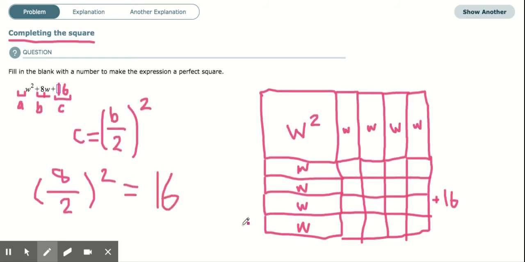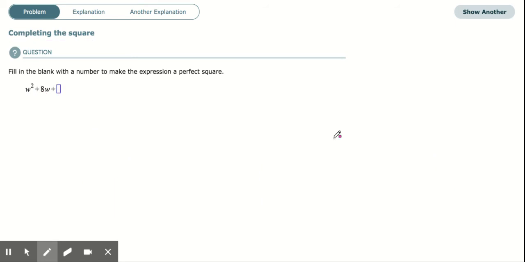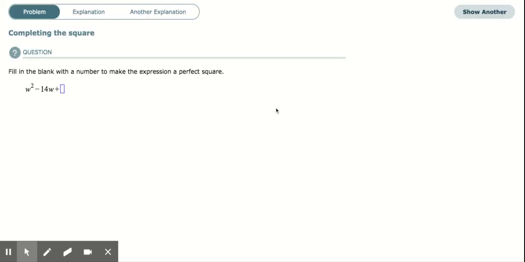Okay, let's do one more. All right. So here we have a negative value. What we're going to do is take negative 14. That's our b. We're going to divide it by 2, and then we're going to square it.